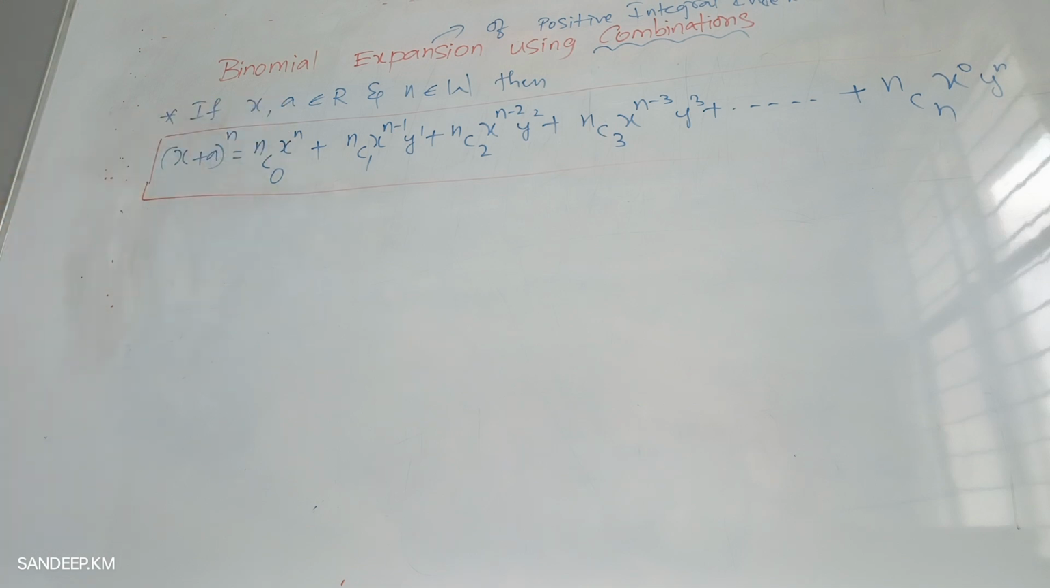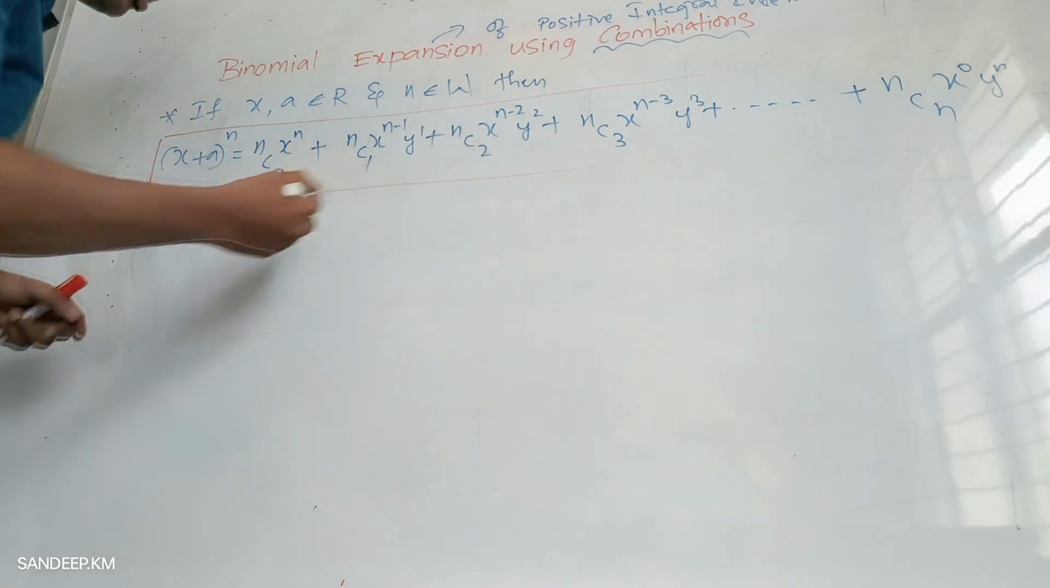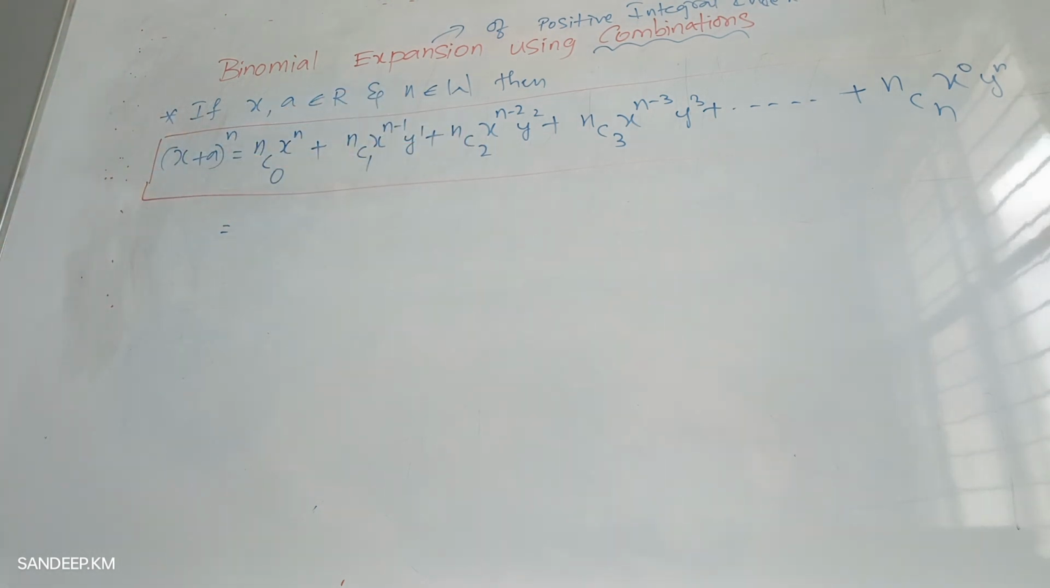Very, very important. Sometimes, instead of writing all the terms, since it is a series, a sum of the terms, I can use sigma notation. Instead of writing all the terms, using sigma notation, how can I write x plus a whole power n?